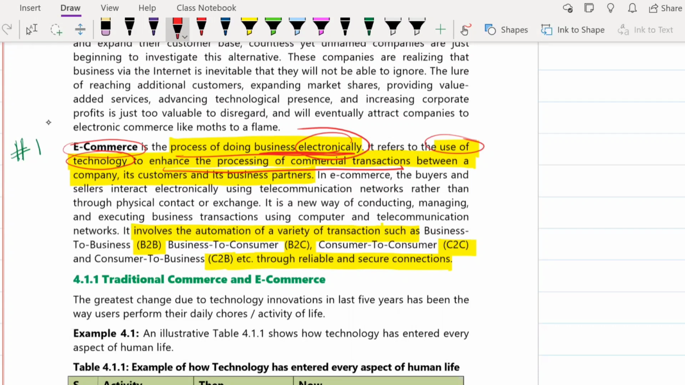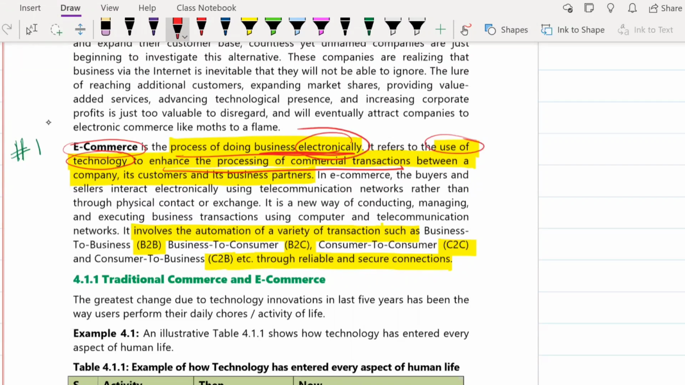Here the company is Amazon. The customers, who are they? We are the customers of Amazon, correct? And the business partners of Amazon are the vendors who are selling on Amazon. For all three, that means for this triangle of the company, customers and its business partners, it enhances the efficiency. It becomes very easy when technology comes into place.